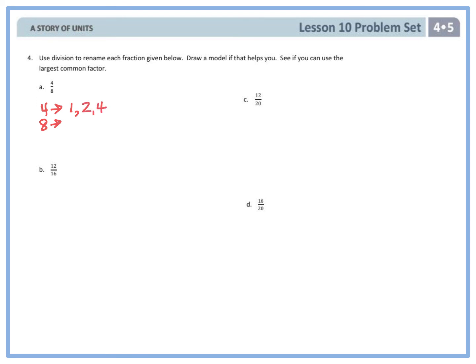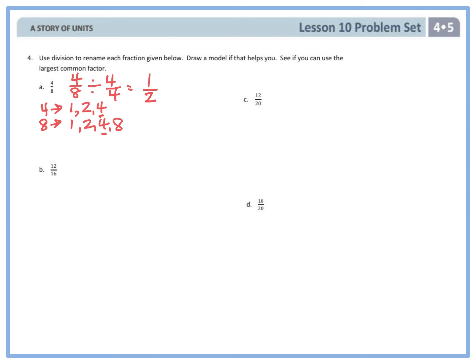I know my factors of 8 are 1, 2, and 4, and then also 8. 1 times 8 and 2 times 4. If I look, I see that 4 is my largest common factor. So I'm going to start with 4/8. Because 4 is my largest common factor, I'm going to divide by 4, and I end up with 1/2.